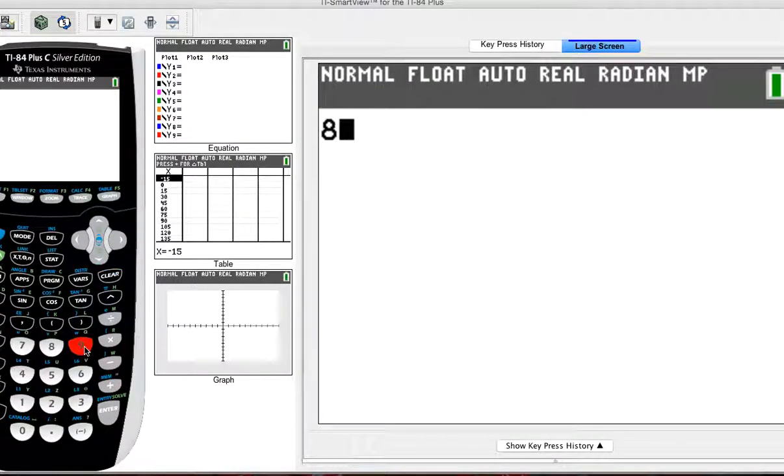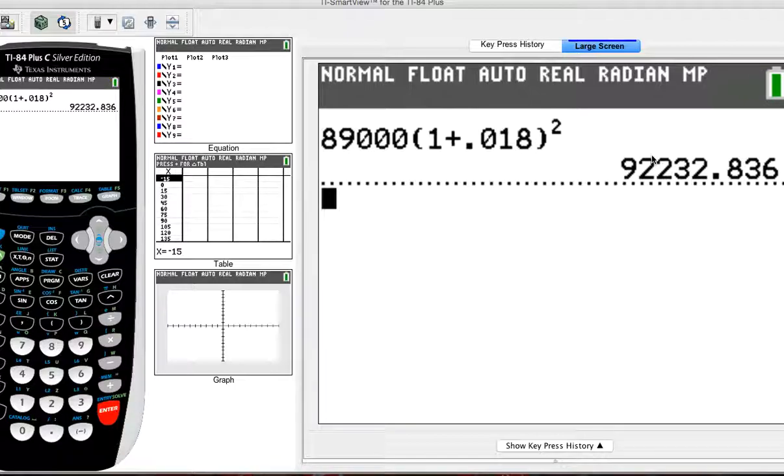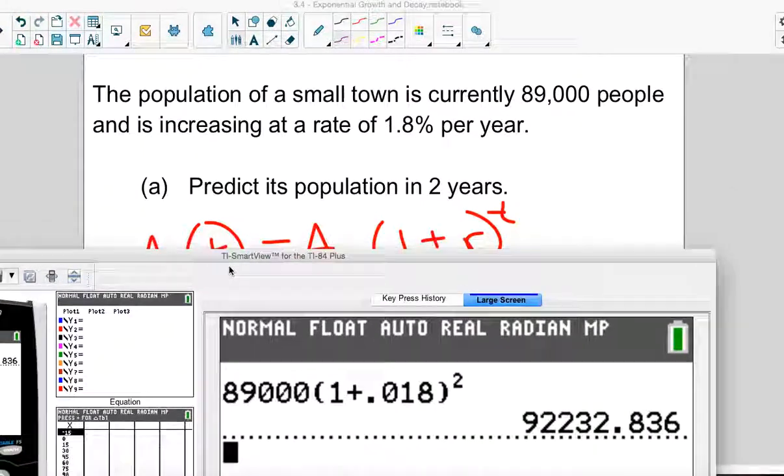So we have 89,000 times 1 plus 0.018, and that's going to be to the second power. And then your answer is 92,232.86. So we'll write that down. Well, actually, we'll just copy it right in there.